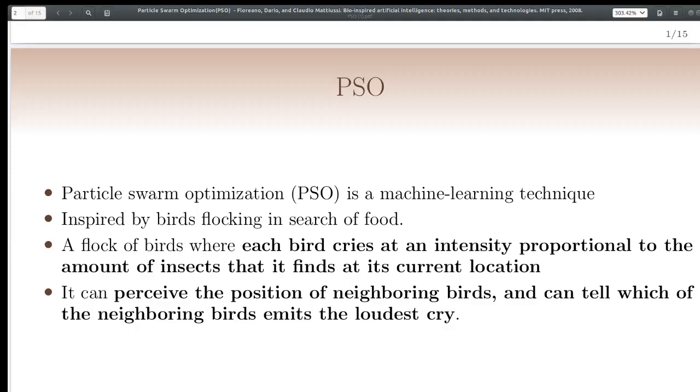They fly in search of food, where each bird cries at an intensity proportional to the amount of insects or food they find at its current location. At the same time, each bird can perceive the position of the neighboring birds, or it can tell which of the neighboring birds emits the loudest cry, or which of the neighboring locations has the highest amount of insects or food.